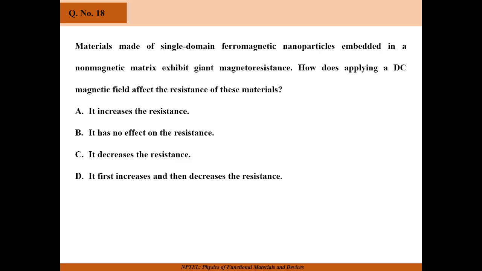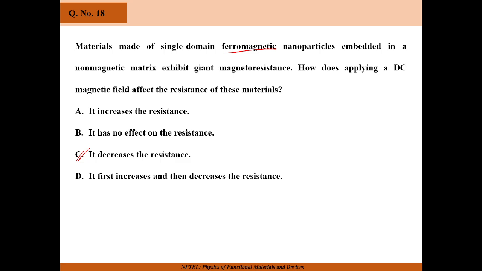I'm saying option D. So the correct answer is option D. It decreases the resistance. Applying a DC magnetic field will rotate the magnetization vector of the ferromagnetic nanoparticles parallel to the direction of the field, and that will reduce the resistance. We are basically focusing on ferromagnetic materials, so by this we can see a decrease in the resistance.